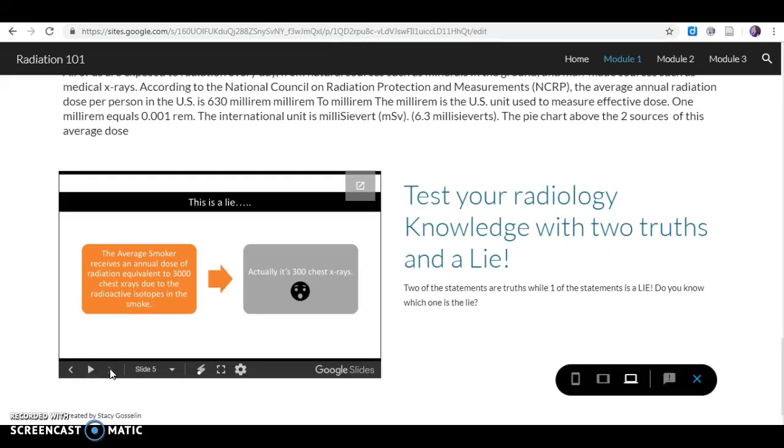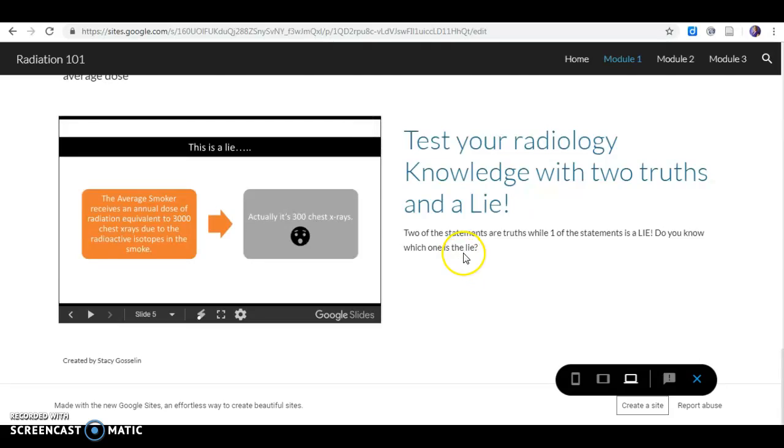It's actually the first statement. The average smoker receives an annual dose of 300 chest x-rays, not 3,000, which then again means the other 2 statements, about the Manhattan Project and feeding radioactive oatmeal to babies and the firefighter's eyes turning from brown to blue, were very true.